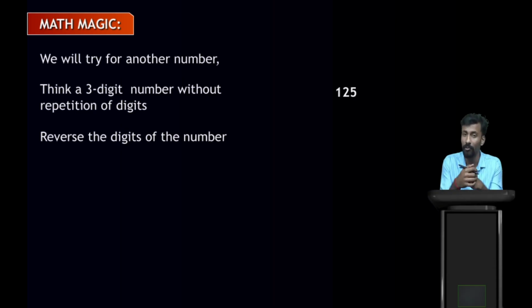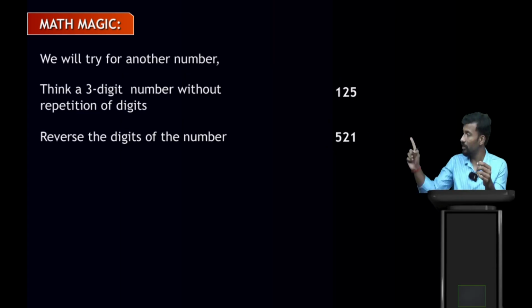Which number will we get? 125. When we reverse the number, from left to right we pronounce 125. So we take it from right to left: 521. 521 will be the reversed number. So that's our obtained number, and we take 521 as usual.